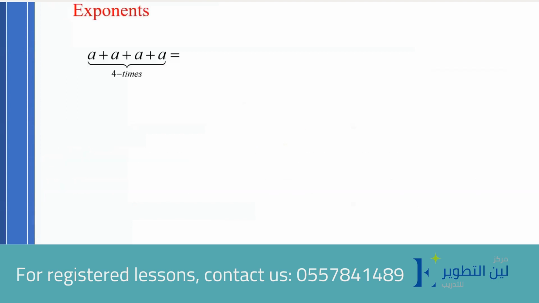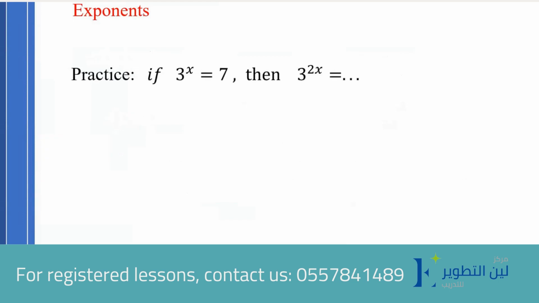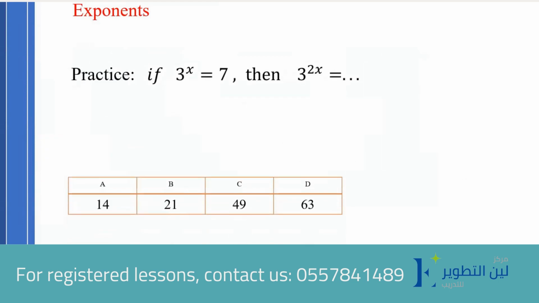Let's just talk a little bit about exponents. This one, it's not exponents. This is 4 times A, but with exponents, when we repeat multiplication, we get 4 to the 4th power. Okay, let's just see a problem. What are the choices? Okay. Can anyone help me with this one? C. Good. Can you tell me why?